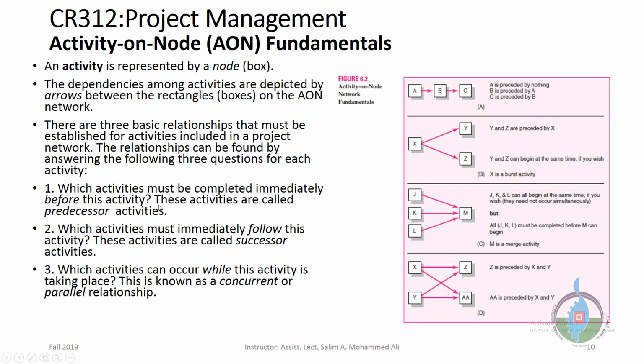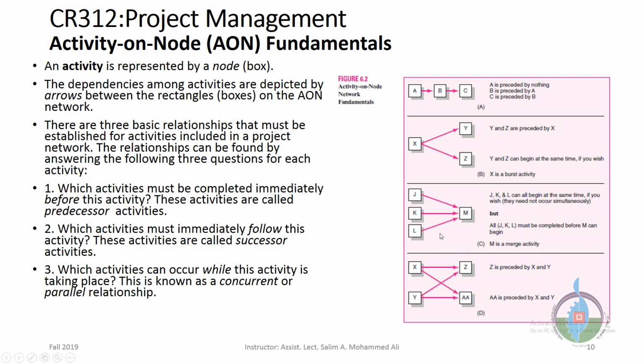This is an important term. These activities are called predecessor activities. Which activities must immediately follow this activity? These are called successor activities. Which activities can occur while this activity is taking place? This is called a concurrent or parallel relationship.